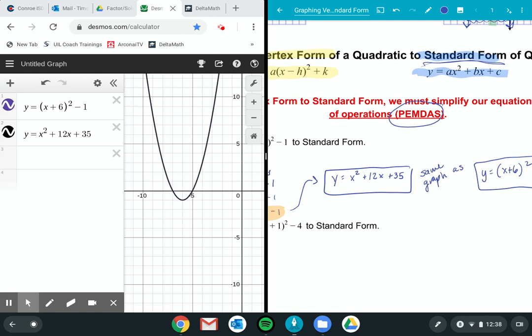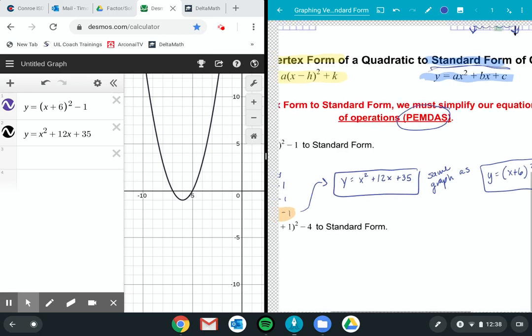So that's a good way to check that you've multiplied this out correctly: when you graph your original vertex form and your standard form, you should get the exact same picture. If you haven't, go back and check your work, rework the problem, and see where you made a mistake. Okay.